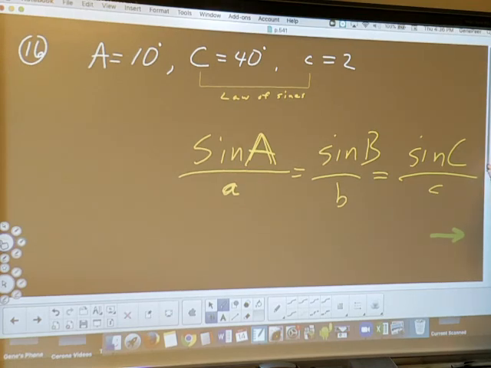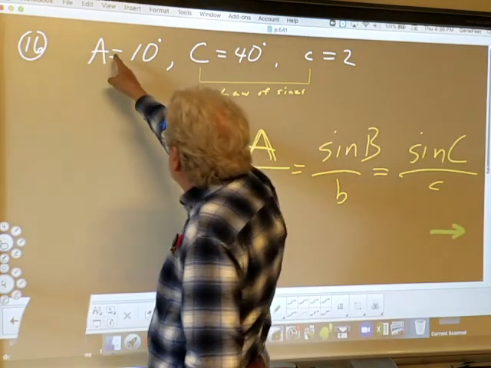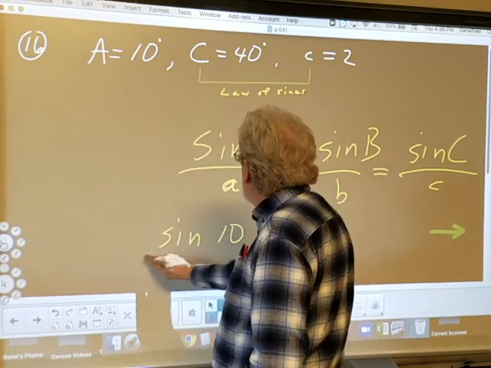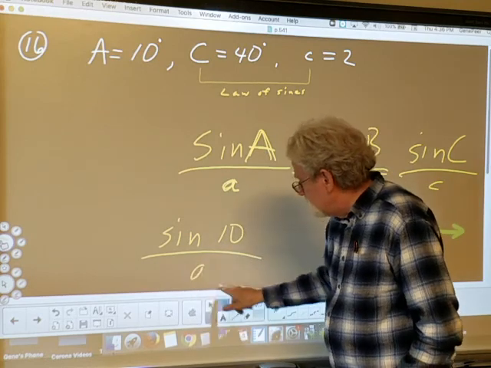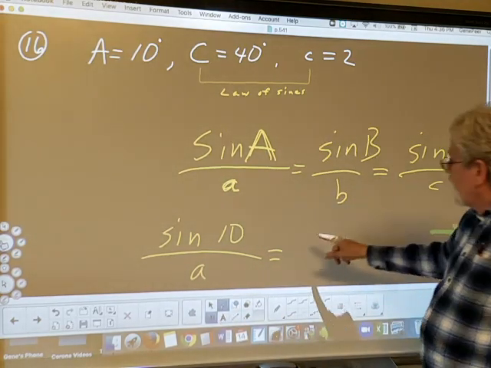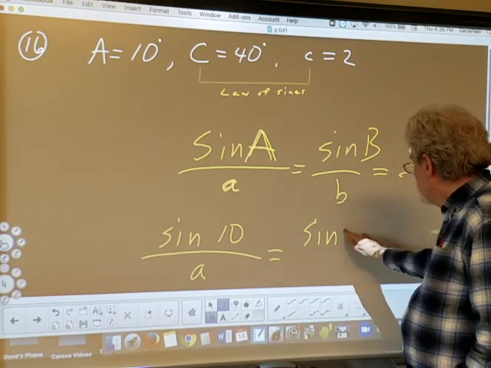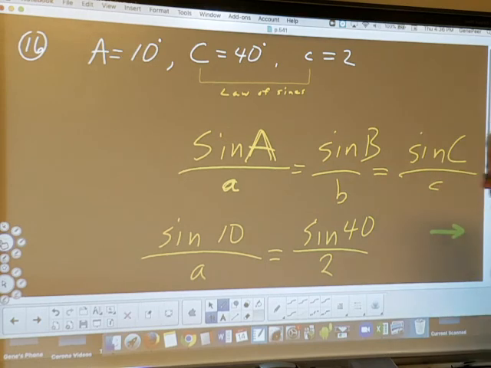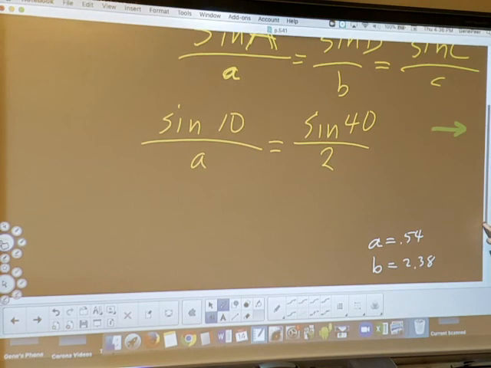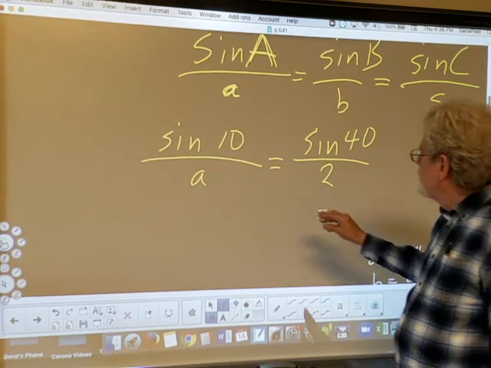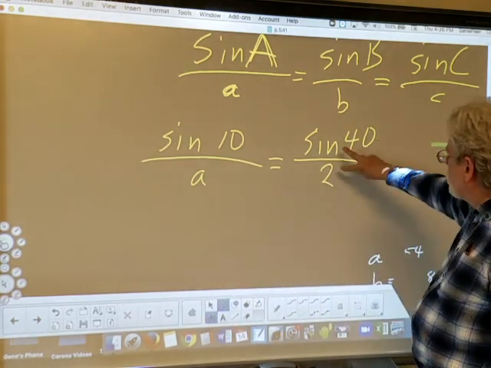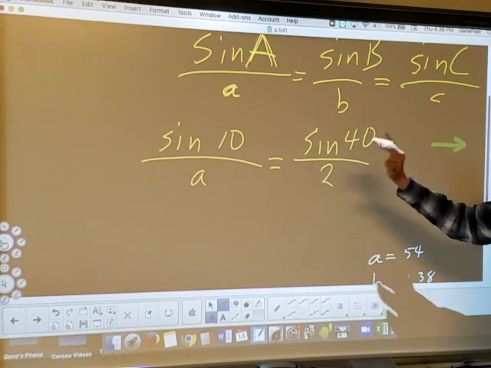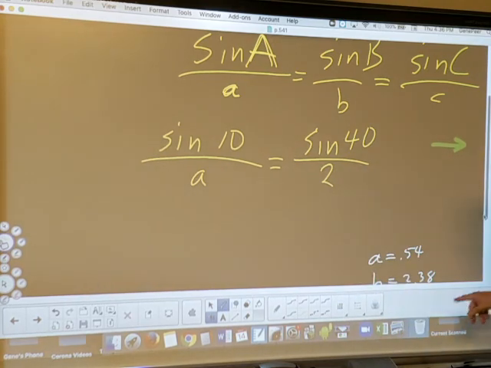Okay, so moving on. What do we have? We know what A is. So we have the sine of 10 over, and we do not know the value of little a. That's going to be equal to the sine of C over c, which we do have. We'll deal with B and b later. From there, it's just a matter of doing the math. We can multiply both sides by the reciprocal. Long story short, do the algebra, fill in the numbers, use the calculator. You better find out that a is 0.54. I'm not going to bore you by going through the details.